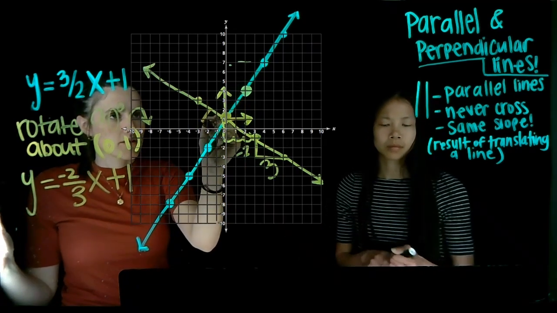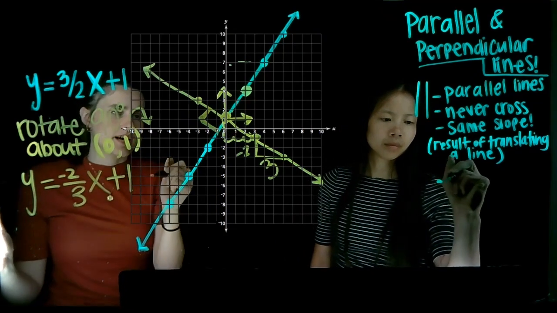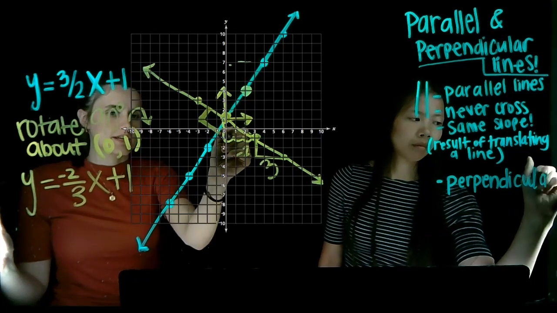Okay? If we look at these two lines, when we rotate a line 90 degrees, it creates something called a perpendicular line. And what a perpendicular line is, it's when two lines cross at a 90-degree angle. So this angle right here that the two lines make is 90 degrees. And that's true for each part where they cross.